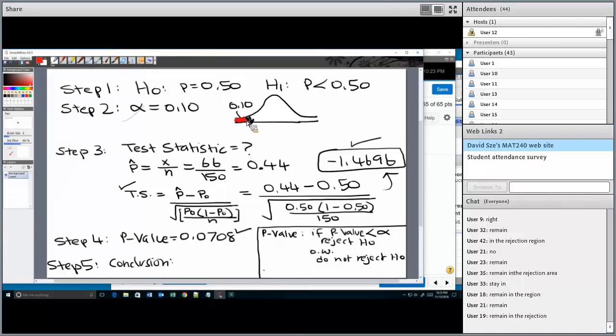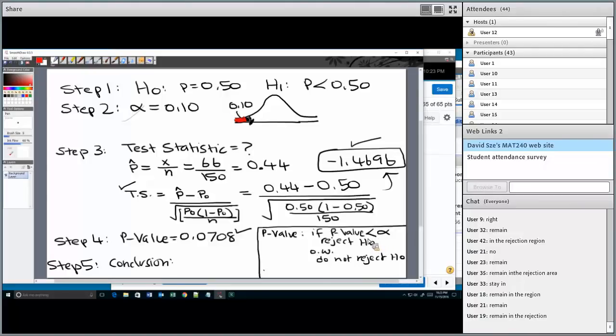This is the reason why. So where am I falling? I'm falling in the rejection region. Remember I said if you're in the rejection region, you always reject the null hypothesis. This is the reason why if the p-value is less than alpha, you reject the null hypothesis, okay? This is the explanation for this rule.